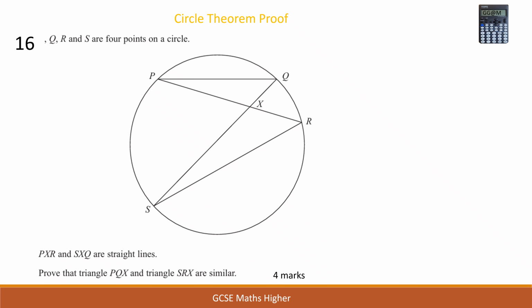This is a circle theorem proof question. So you've got 4 points on the circumference of the circle, and I want you to read through the question, press pause, have a go at working out the answer, and then press play when you're ready to hear the answer.